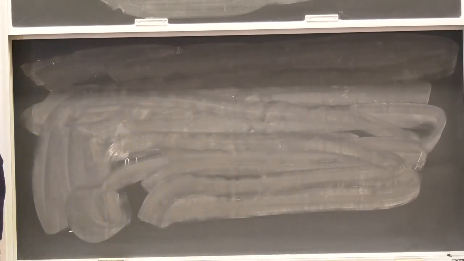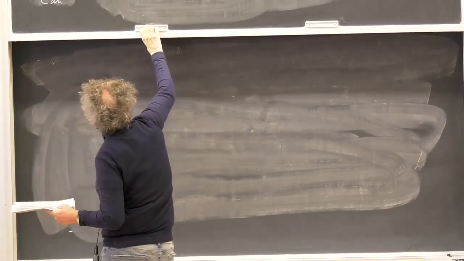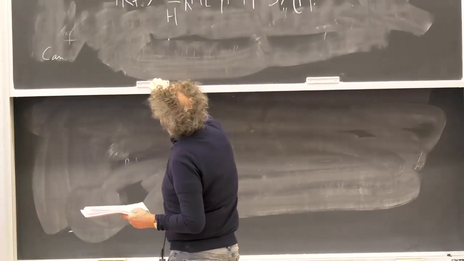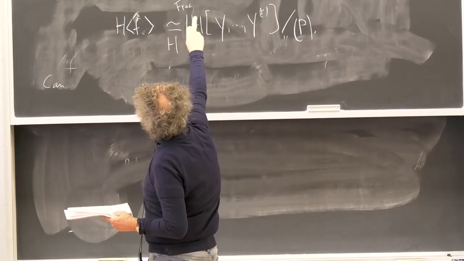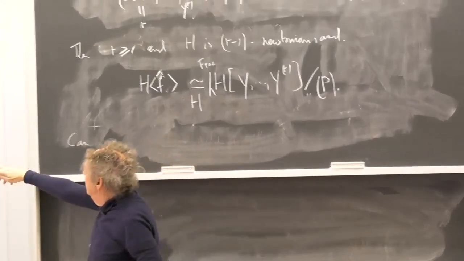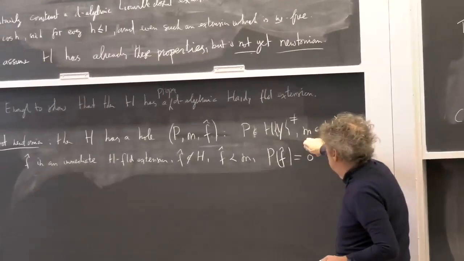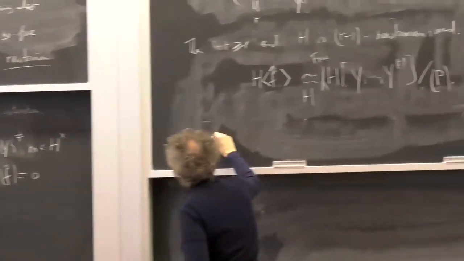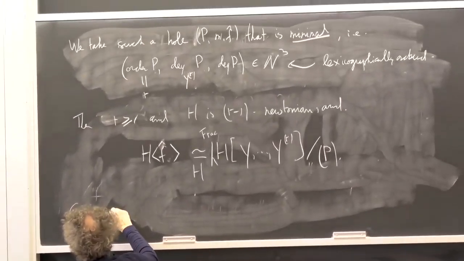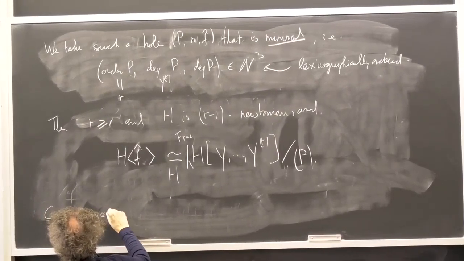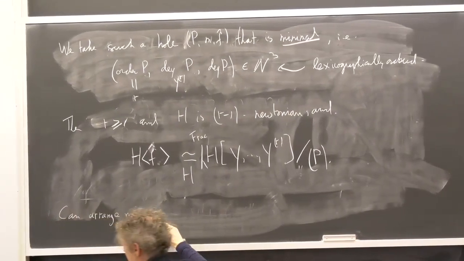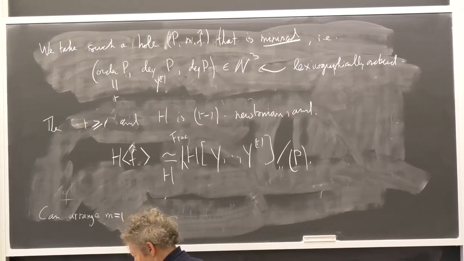Right. One thing we can do, which I forgot to say, is make this bound M here simply equal to 1. We can arrange M to be 1 if we want, and in fact, at this point it is useful to do that.